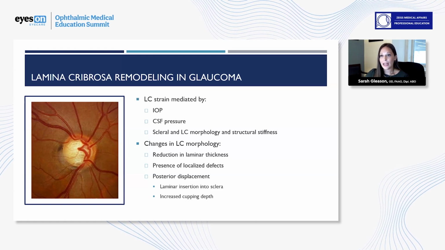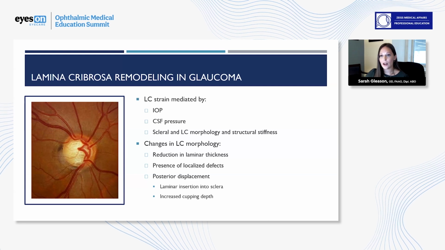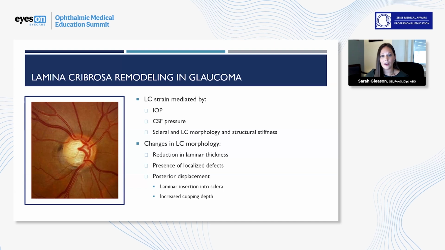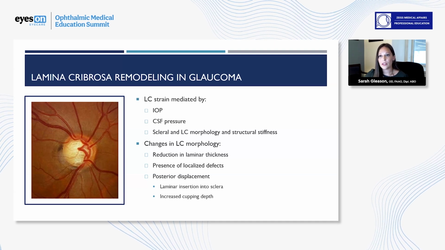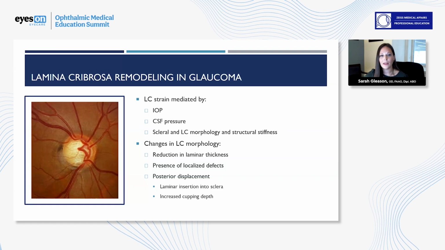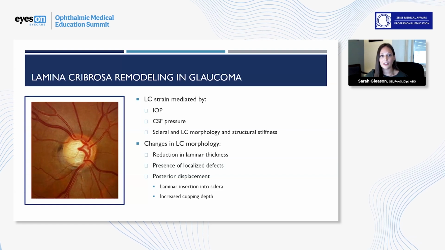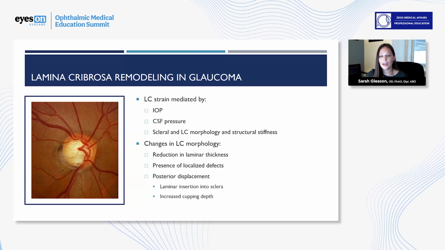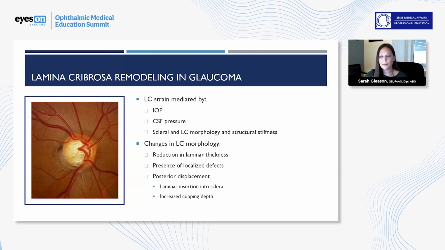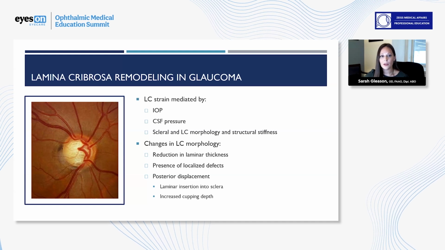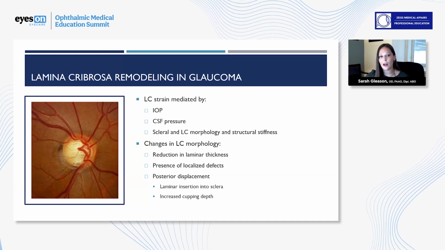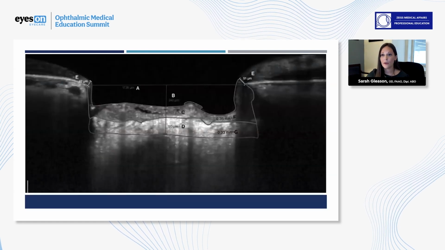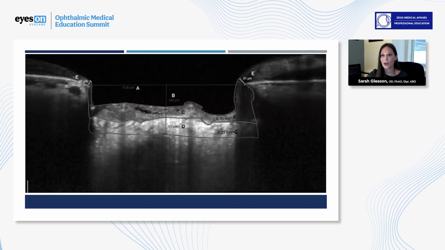So if this strain reaches a point where remodeling does occur on a cellular level, we know that we can detect these changes by looking at our OCTs. So through using OCT to scan this area, we have been able to identify that there is a reduction in laminar thickness. We also can identify these localized defects that are present. And we also see an overall posterior displacement of the lamina cribrosa. So this occurs both at the laminar insertion points into the sclera and then also as an overall increase in the cup depth.